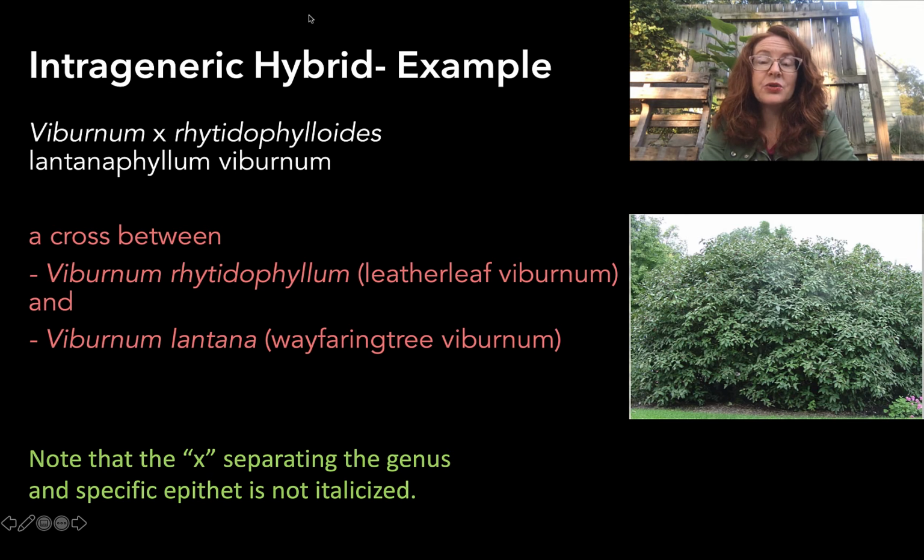Viburnum X rhytidophylloides is a cross between two plants in the genus Viburnum: Viburnum rhytidophyllum, which is leatherleaf viburnum, and Viburnum lantana, which is wayfaring tree viburnum. So again, like with the intergeneric hybrid, the X in between the genus and the specific epithet here is not italicized or underlined.